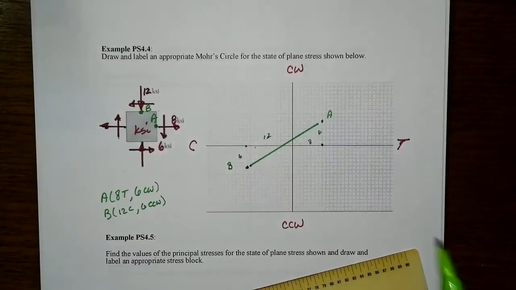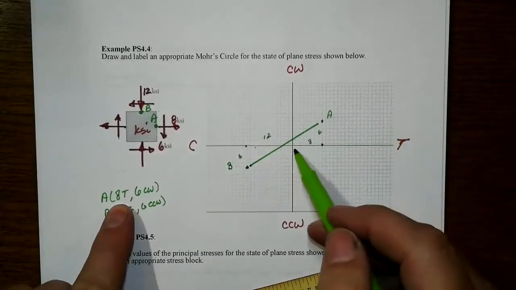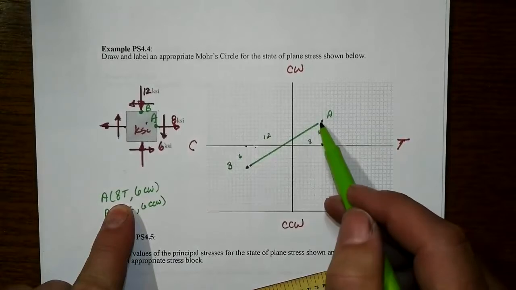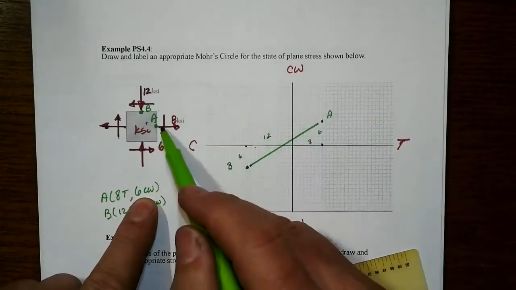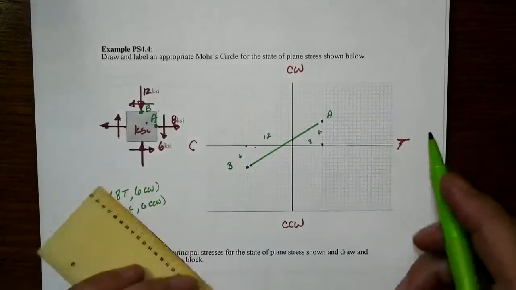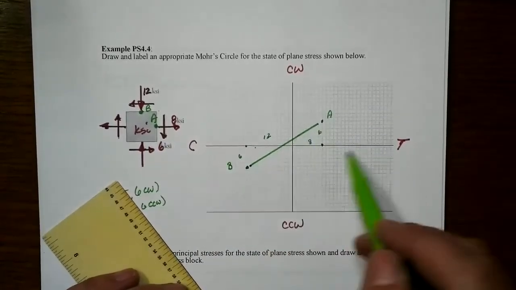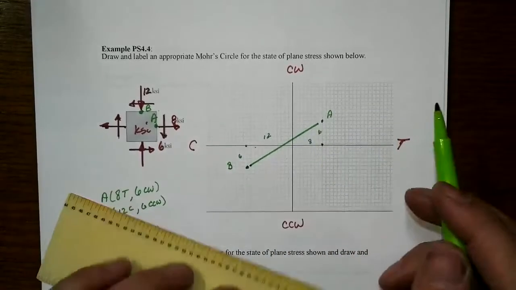I'm going to double check to make sure I didn't make a mistake. 8 over, 6 up. And that was up because clockwise, clockwise. Got it. We're fine. All right. A and B also always have to be on the opposite sides of our horizontal axis.